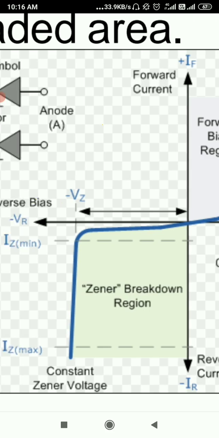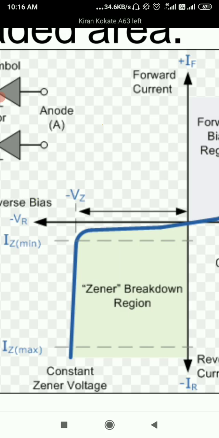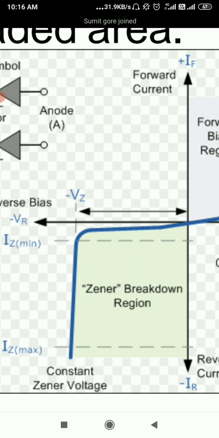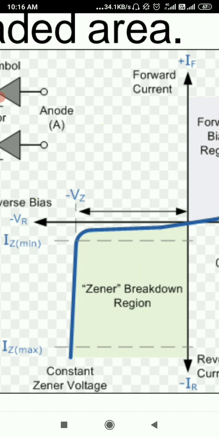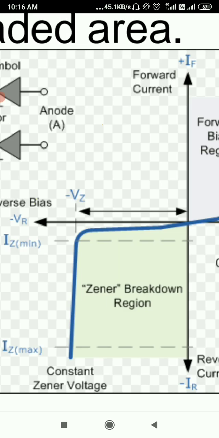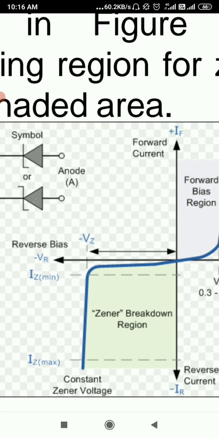But here, from Iz minimum to Iz maximum, the value of voltage is constant. This is the Vz. In the PN junction the value of voltage may vary a little, but here in the Zener diode the value of Vz from Iz minimum to Iz maximum is constant. You can see here we are writing it as minus Vz.